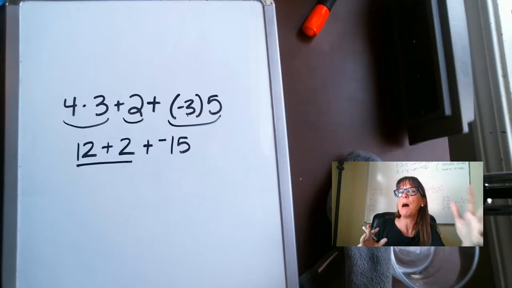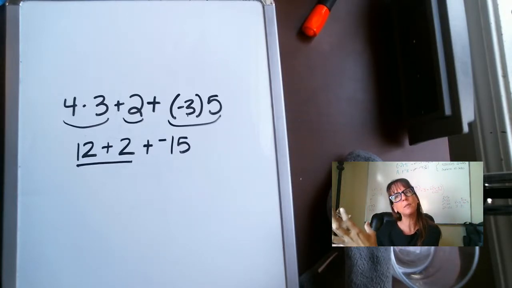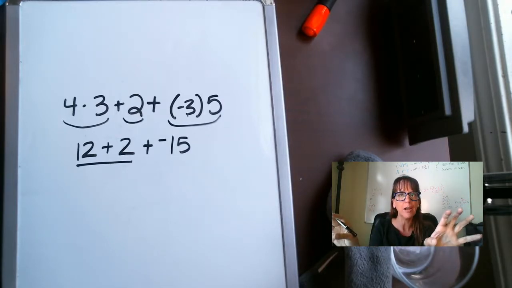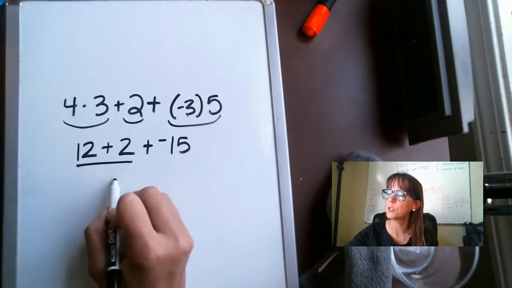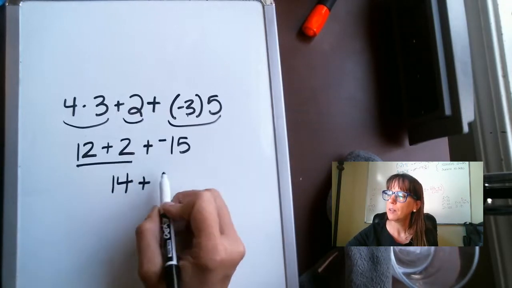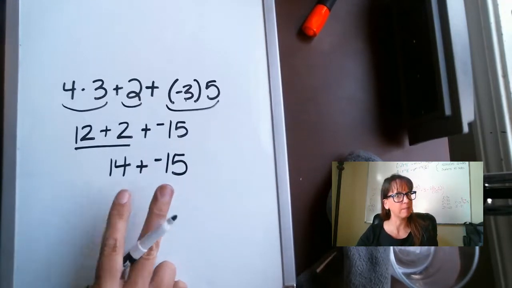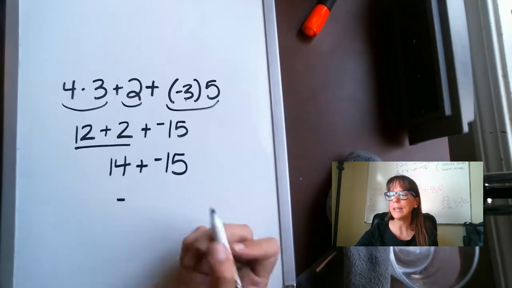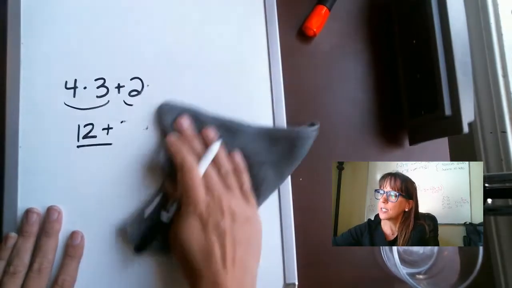Good. Now at this step, what I advise is you add all your positives together. Again, I like to think of positives as like the positive team, and then our negatives are our negative team. So you group your teams together, and then you decide which team is larger and by how many. So I'm grouping my teams here, and I have 12 and 2, which gives us 14, plus negative 15. So I look at these guys and I'm like, all right, which team is larger? Looks like my negative one is. And by how many? By 1. So there's your answer. Okay, let's try some more examples here.